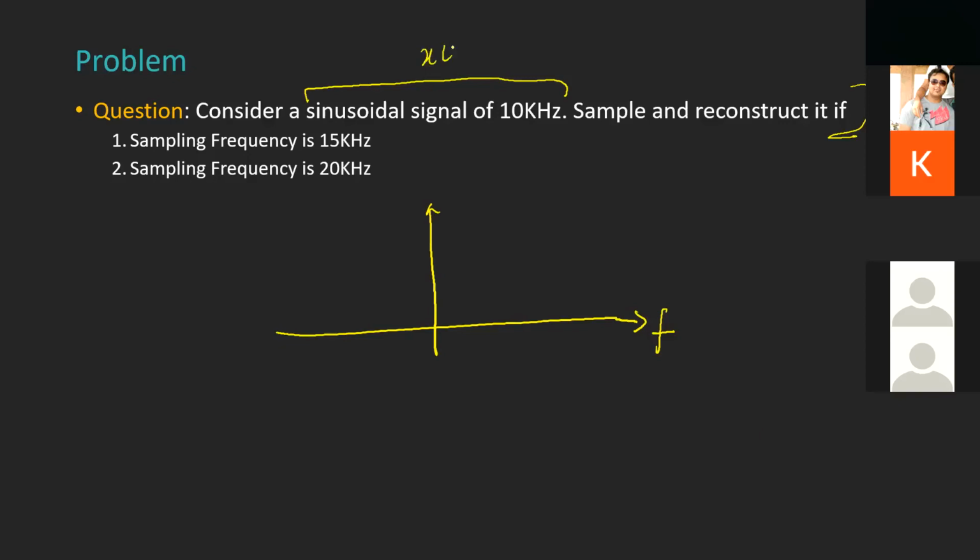There will be two impulses, at 10 and -10. Okay, thanks. So it will be 10 and -10, and I'll write K, which means kilohertz. Now let's address the first problem. Sampling frequency is 15 kilohertz. So where should I put my next impulse?